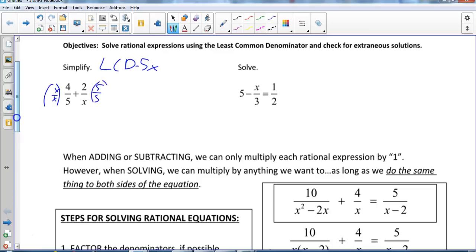And we look at the x, and we say, do we have a 5? No. And remember, with an expression, we can only multiply by 1. We can't change anything, but we can multiply anything by 1, because 1 doesn't change the value. So when we do this, we get 4 times x plus 2 times 5 all over 5x. We could take this one step further and factor out 2 to see if it helps with anything, which it won't.